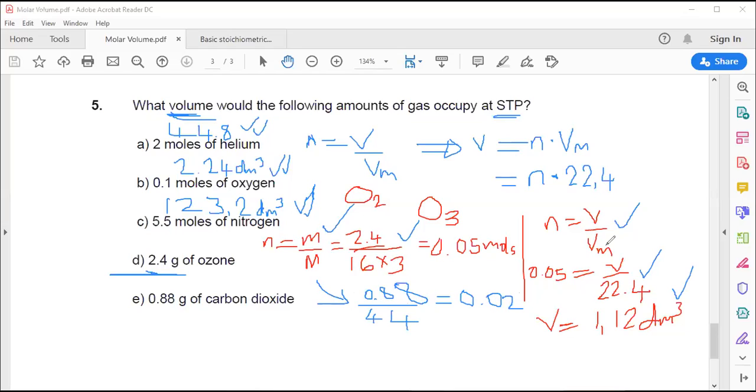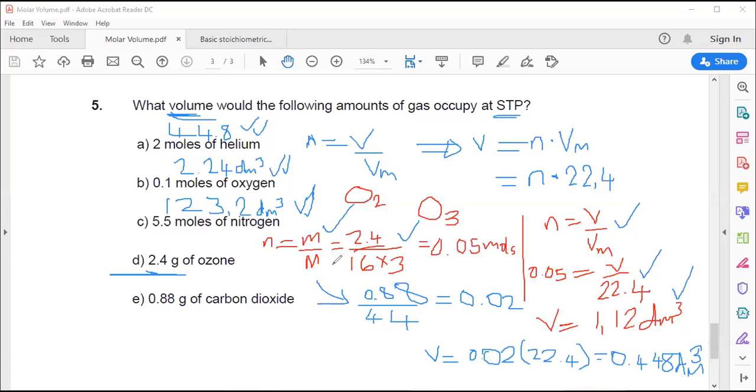After you get to 0.02, you go again to this formula here. Then you get your volume. So your volume is going to be equal to 0.02 multiplied by 22.4. So your answer is 0.448 cubic decimeters. You also get 5 marks.